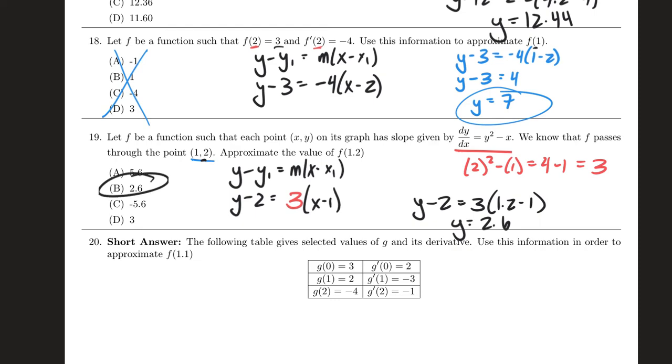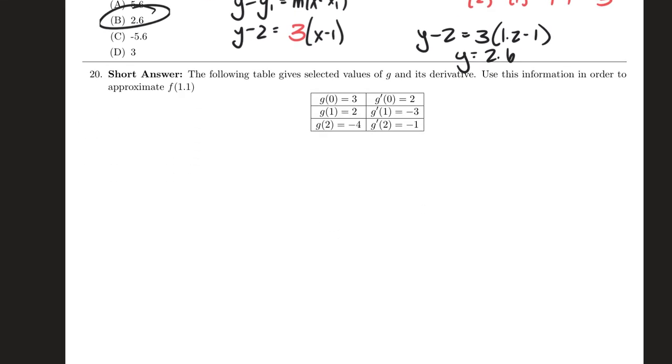B. Right. And again, 20 is just the same thing without the answer choices. So if I want to approximate 1.1, the thing you have to know is you're going to approximate with the closest value you can. The closest x value I have is 1. So I'm going to use this middle row here. So I'm going to create my tangent line at 1 and then plug in 1.1. 0 and 2 are pretty far away from 1.1, so it's not going to give me a good approximation. So what I'm going to do is same thing we've just done a bunch of times.